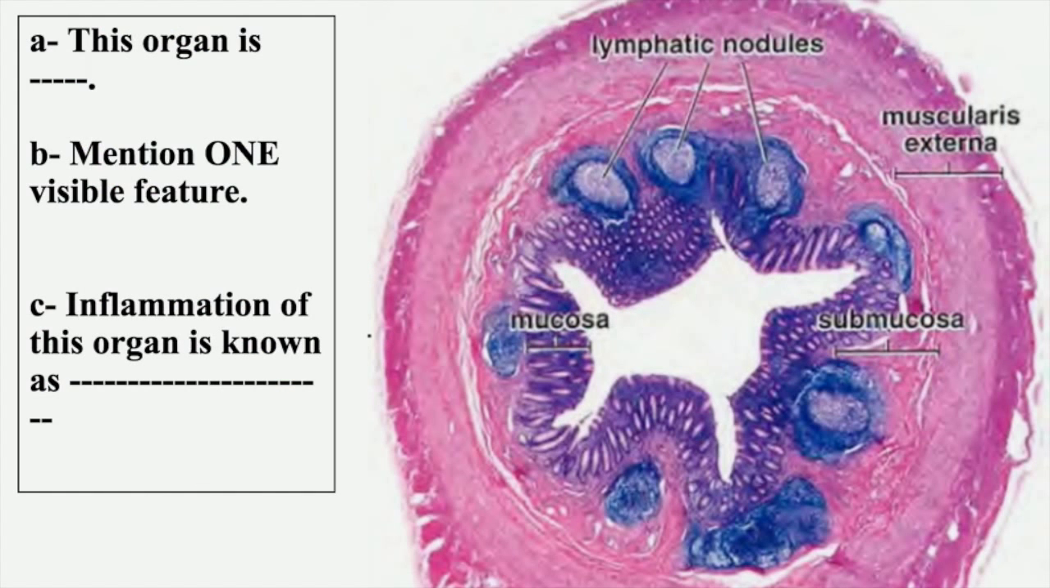Slide number 4, look at the organ. We don't have any projections here. We have only invaginations, so these are crypts. We have lymphoid tissue all through the circumference of the organ, so it is the appendix. Mention one visible feature, very evident: no villi, only crypts. Lymphatic nodules are all around the circumference of the organ. Inflammation of this organ is known as appendicitis.